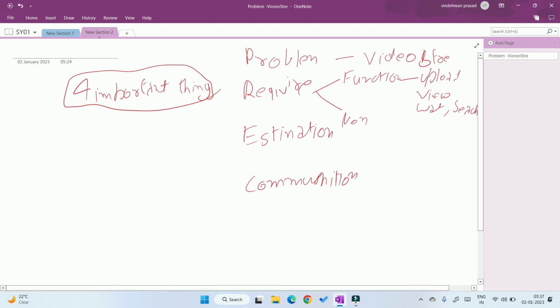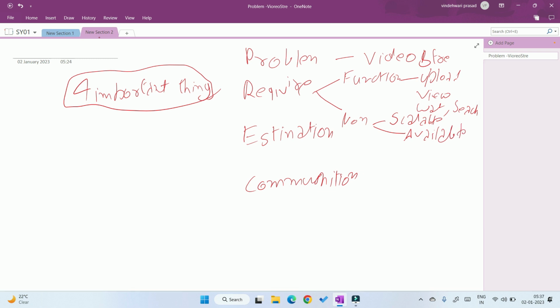Non-functional requirement is like the platform must be scalable. It does not mean that only 100 or 1,000 people can use this platform. It is an available platform, which means the platform is available every time. It does not mean that if anyone searches at night, your platform does not work or gets crashed. So it is an available platform. These are the two things.